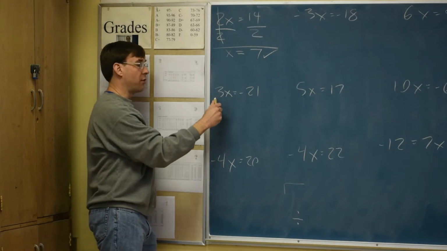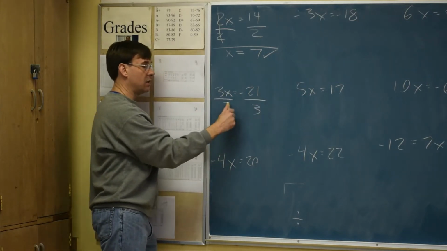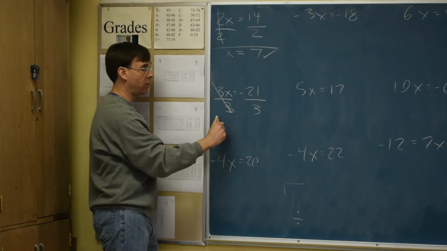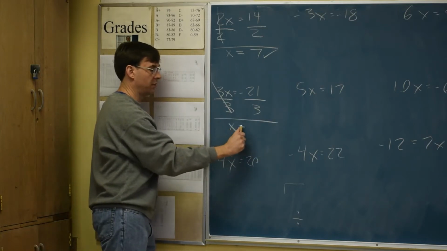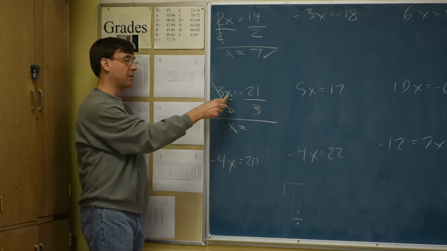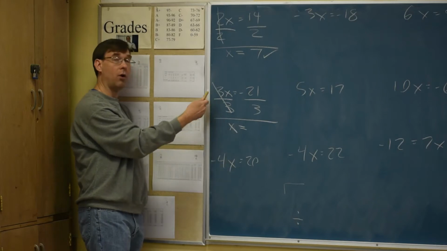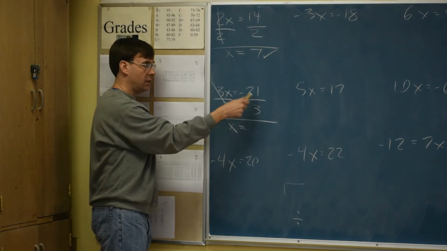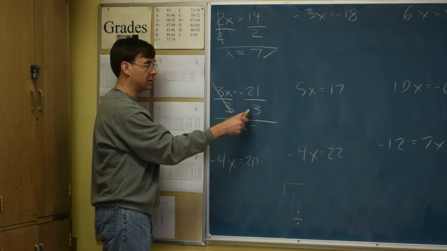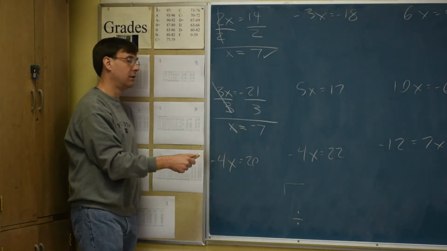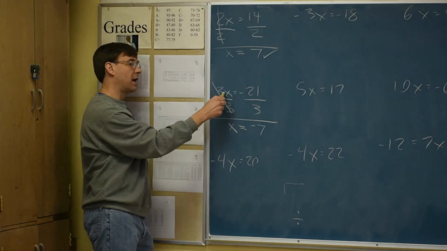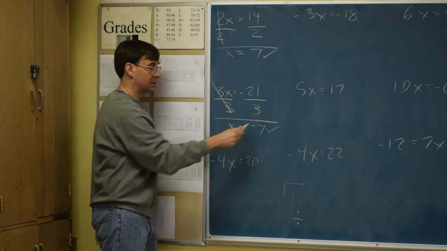The variable here is with the 3, so when we divide, it'll be using 3's to cross out 3's, because the goal is for the variable to end up alone. Everything got crossed out except for the variable on the left of the equals. Doing the math here, it's negative because they're different, 7. Checking that, multiplying 3 and negative 7 is negative 21.